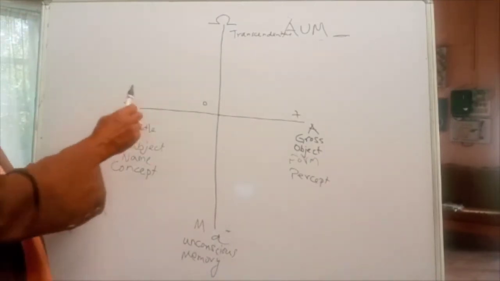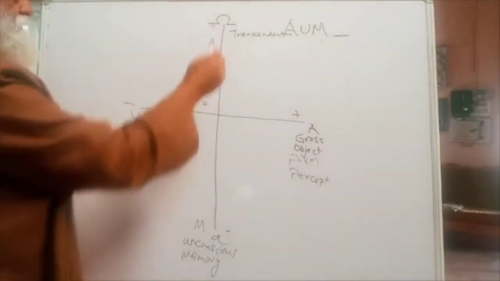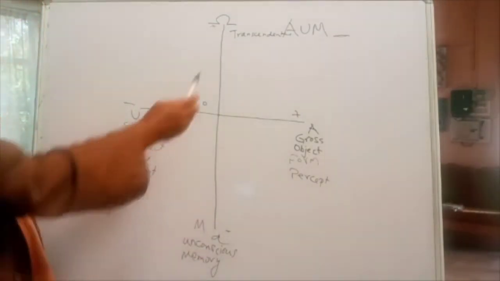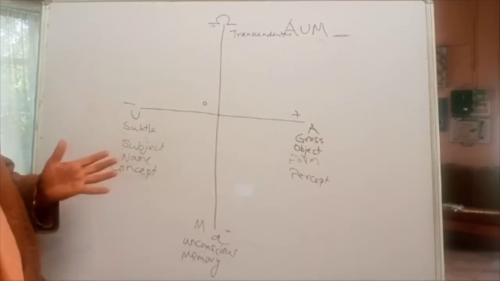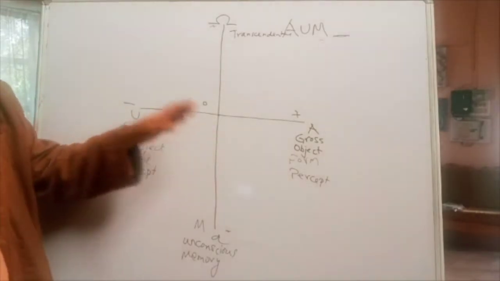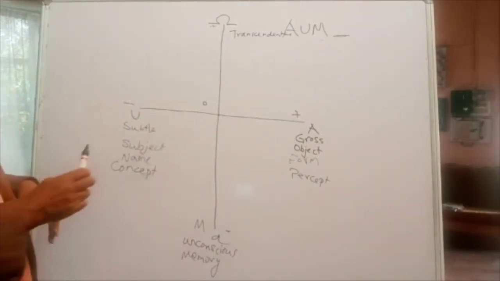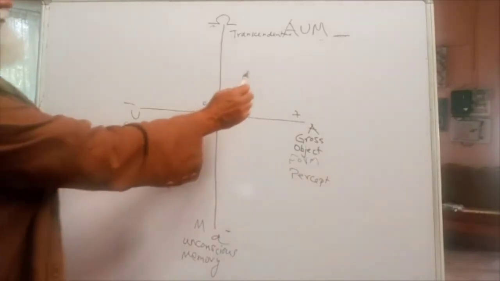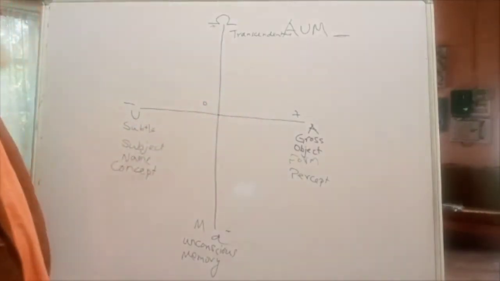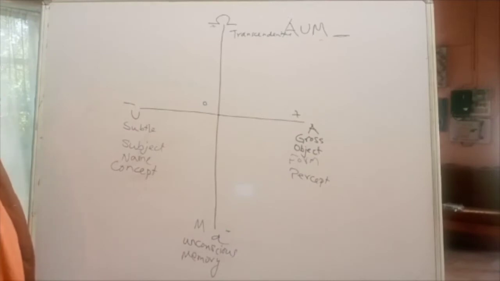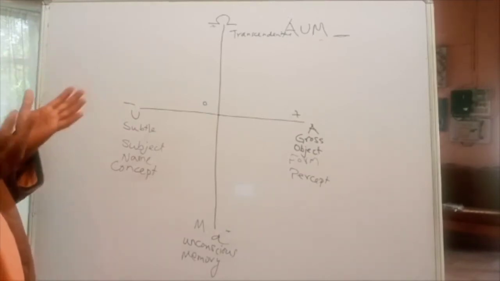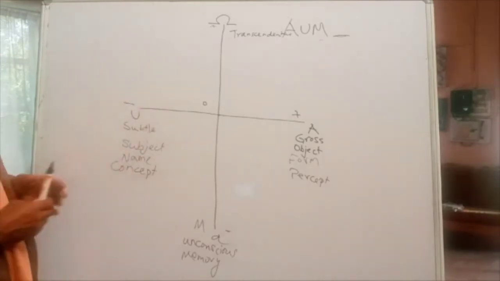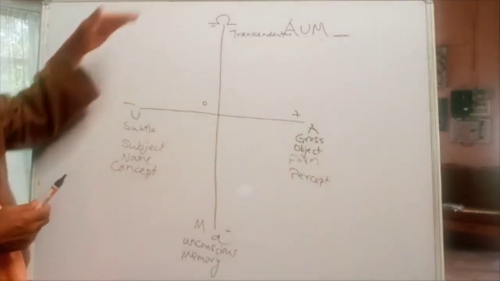Now that gives us 4, okay, this is also plus and this is the minus. So now that gives us 4 quadrants. So all our life activities are going on in these 4 quadrants only. So when we are in the world of action, we are in this place. When we are in the world of little more subtle things like art, music, religious devotion, we are in this quadrant. That is on the positive side.